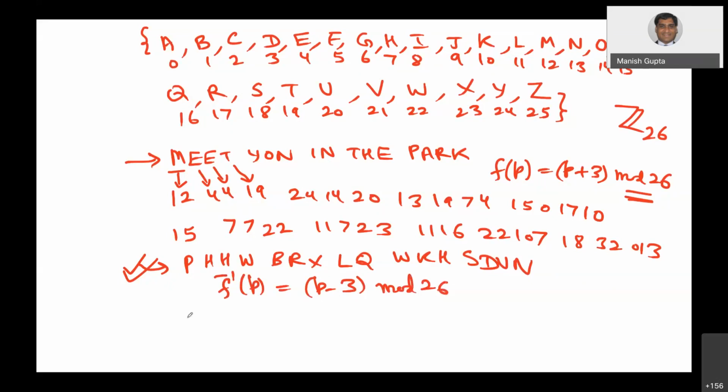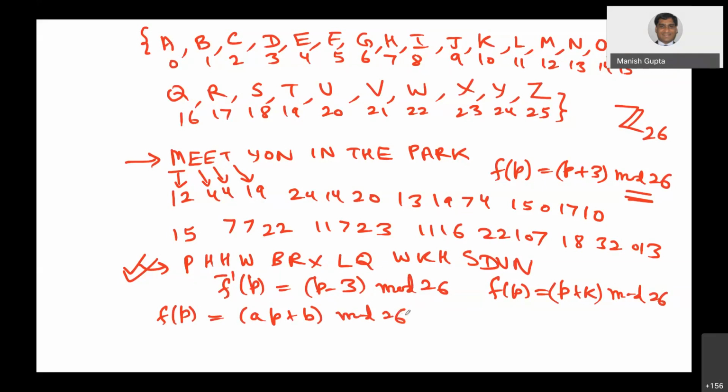Or I can do, in general, f of p is equal to p plus k mod 26, right? That also we can do. In general, I can do another thing. Encoding will be a p plus b mod 26. So these are known as shift ciphers. This is a more general thing. This is the most general encoding.